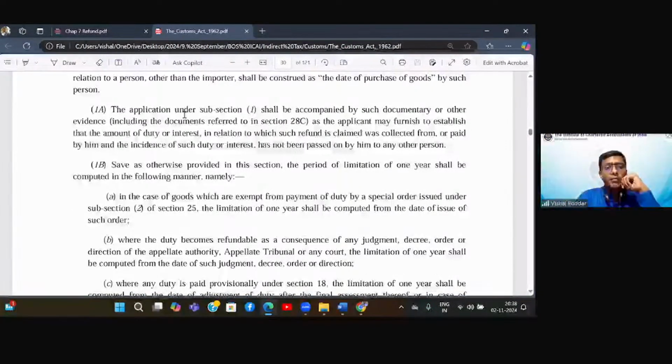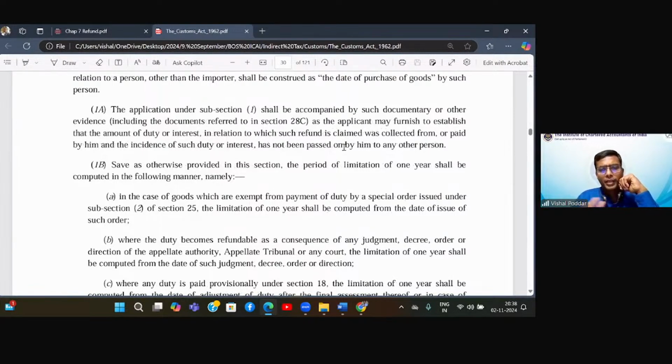Further, subsection 1A, application under subsection 1 shall be accompanied by such documentary or other evidence, including documents referred to in section 28C, as the applicant may furnish to establish that the amount of duty or interest in relation to which such refund is claimed was collected, paid, etc., and the incidence has not been passed.